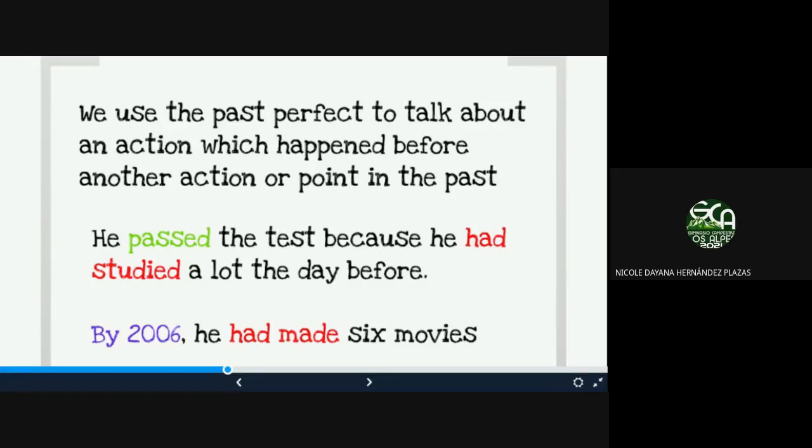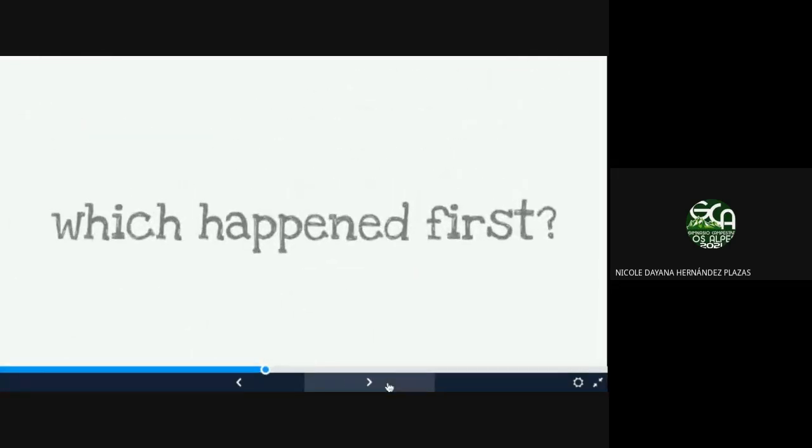We use the past perfect to talk about an action which happened before another action or point in the past. So let's keep going. Let's take a look to these examples. I mean, these are examples that we have been talking about before, but tell me, which happened first? The key in this topic, babies, the most important thing is to be able to identify which event happened first. Si ustedes pueden identificar qué pasó primero, ya van a saber cuál es el que va a ir en pasado perfecto. So look at this.